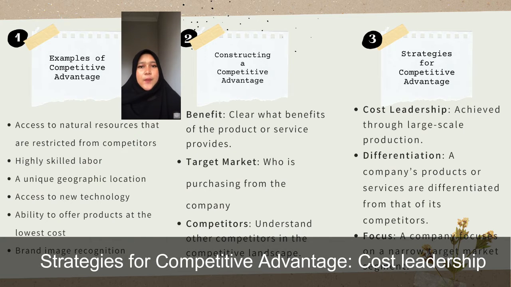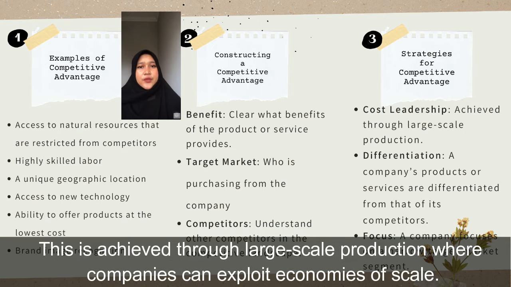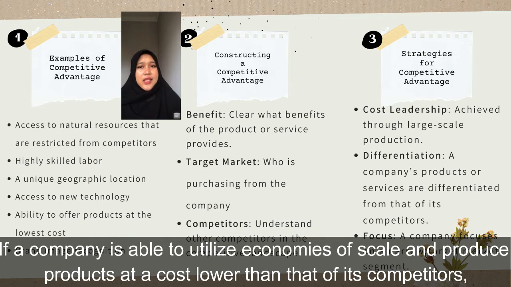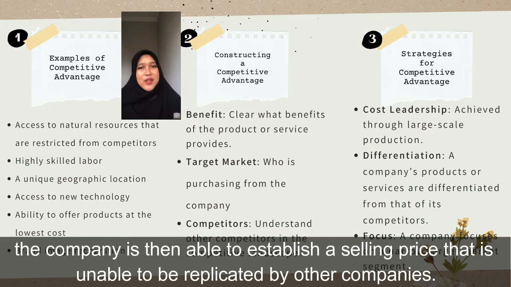Strategies for competitive advantage. First, cost leadership. This is achieved through large-scale production, where companies can exploit economies of scale. If a company is able to utilize economies of scale and produce a product at a cost lower than that of its competitors, the company is then able to establish a selling price that cannot be replicated by other companies.